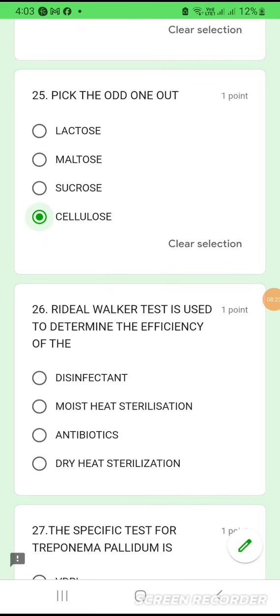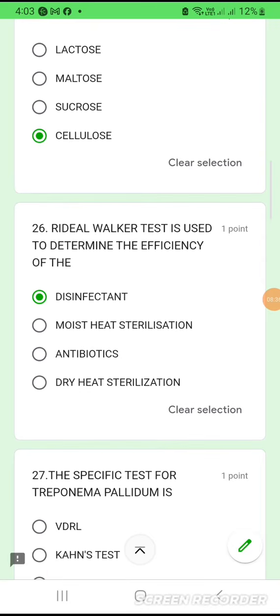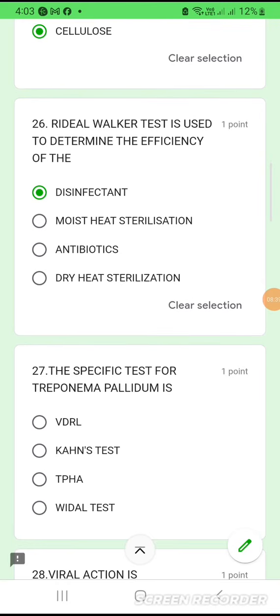26th question. Rideal-Walker test is used to determine the efficiency of the disinfectant, moist heat sterilization, antibiotics or dry heat sterilization. Rideal-Walker test is used to determine the efficiency of a disinfectant. Okay, option A.